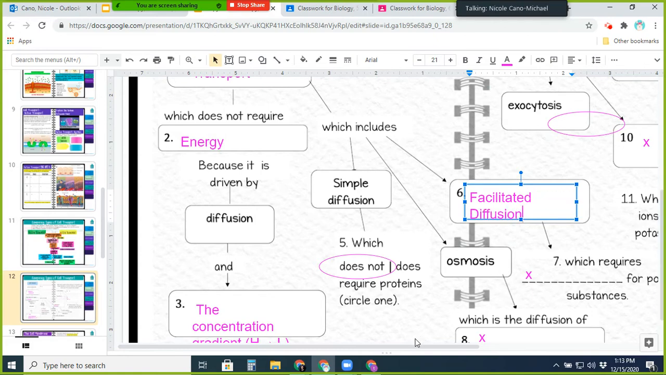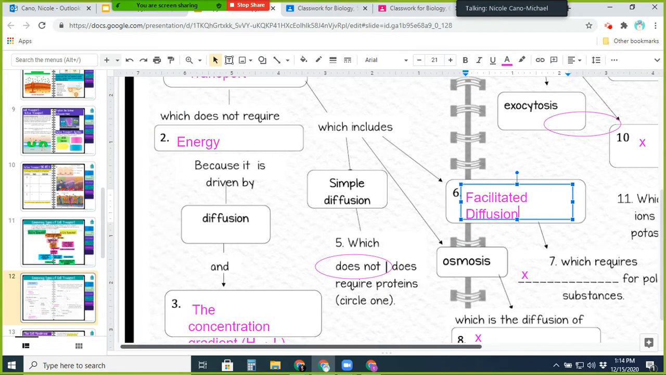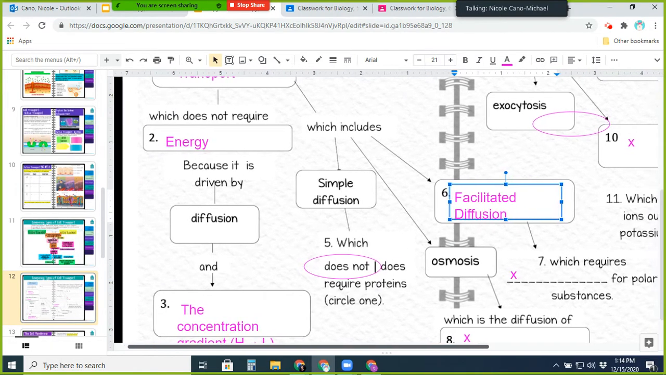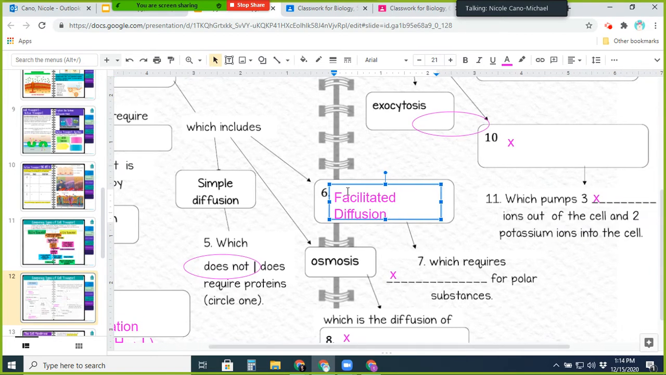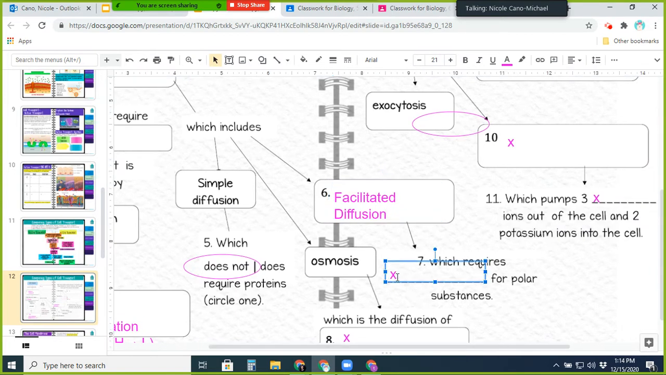And facilitated diffusion is still diffusion. It still is passive transport. It still does not require energy, but it's facilitated. And the word facilitated means helped along, right? So what helps it along? A protein. And literally, it is what we call a channel protein. It is like a tube. It is literally a protein which creates a tunnel across the cell membrane, and it allows polar substances, remember polar substances where they have a slight charge on either side, to move through.